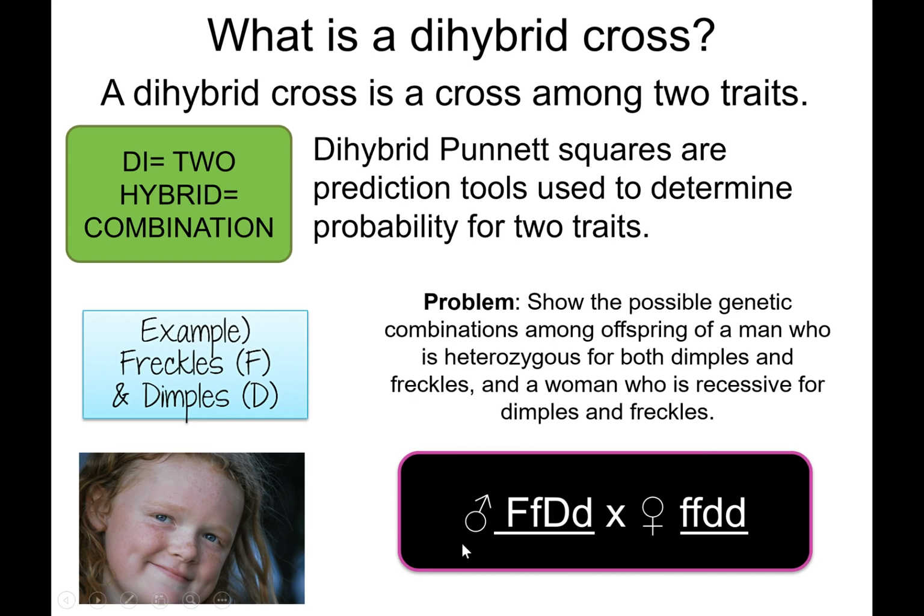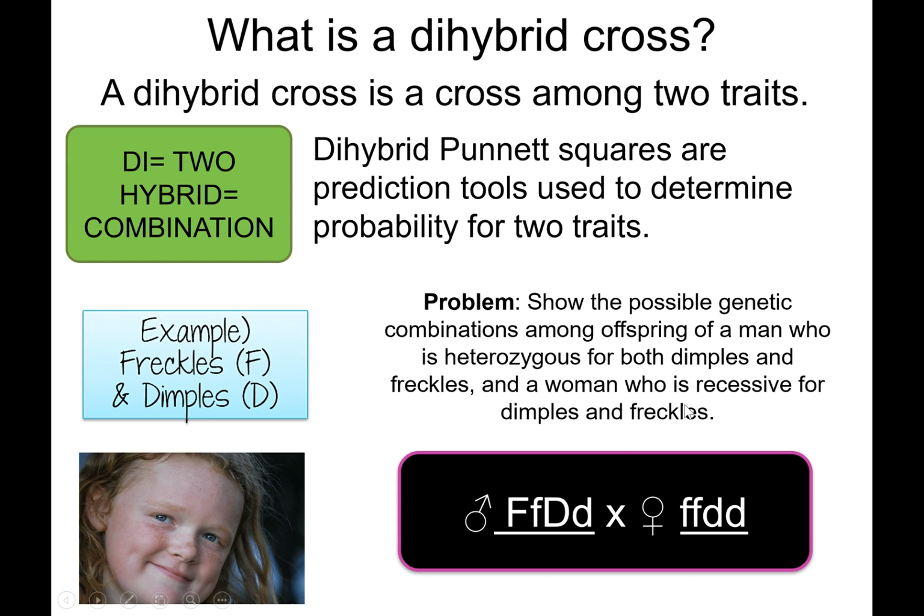For the man, it says that he is heterozygous for dimples and freckles. This is the symbol for a biological male, so this is the father on the left-hand side here. Because he is heterozygous for both traits, I would write a capital and a lowercase letter for both traits. Here he is heterozygous for freckles, here he is heterozygous for dimples. And you can see there's no space between the letters, just like there wasn't before when we wrote out the two letters to represent one trait. It's all 4 letters combined to represent his genotype, heterozygous for both traits.